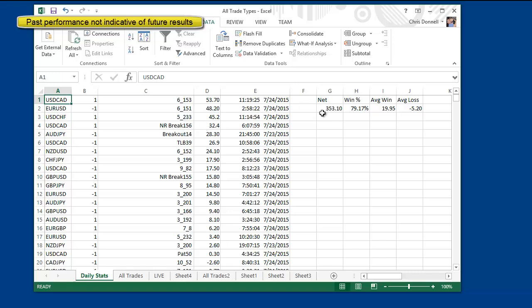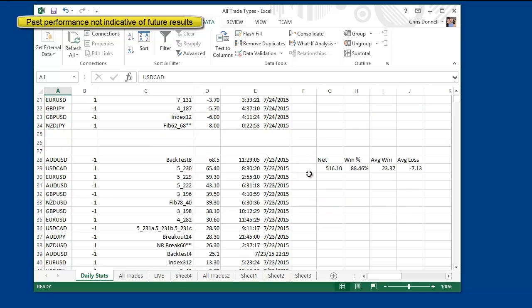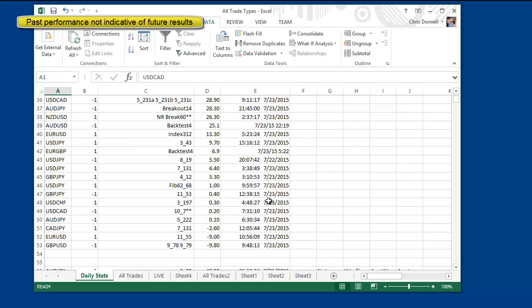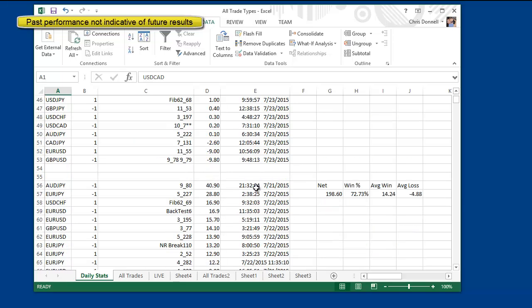But on Friday, 353 pips, 79% winning. And what I really look to do is try to have trades that are likely to make 2.5 to 3 times more profit than loss. Thursday was the best day of the week, I think. 516 pips, 88% winning. And again, 3 times bigger wins than losses. Most of the losses are pretty tiny. Most days you can see 2, 3.7, 5.76, and 8. That's what I like to see.